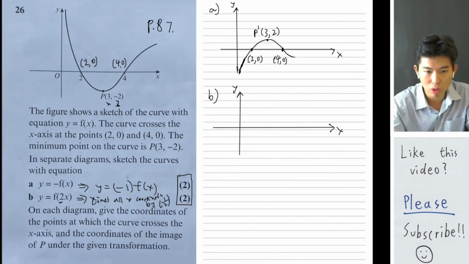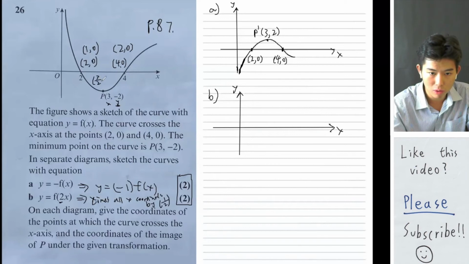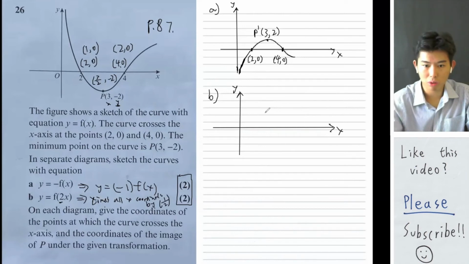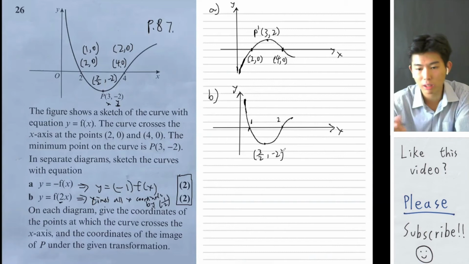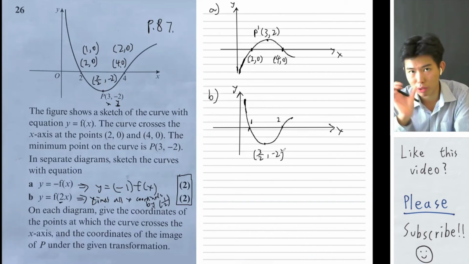So this point is originally 2, 0 and 4, 0. If I times the x coordinate by 1 over 2, then this one here would be 1 and 0, and this one here would be 2 and 0, because 2 divided by 2 and 4 divided by 2. The point P would be 3 over 2, and I'm not gonna touch the y coordinate, so it would be -2. So the curve should look something like this, and the point here would be 1, and the point here would be 2, and the point here would be 3 over 2 and -2. So I basically squeeze the whole graph horizontally.